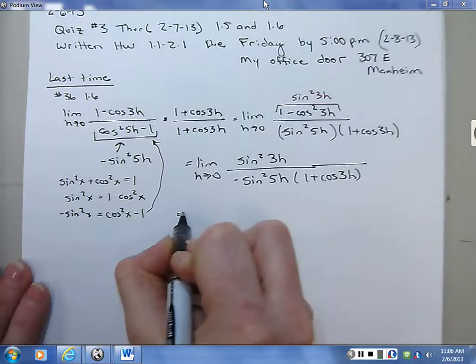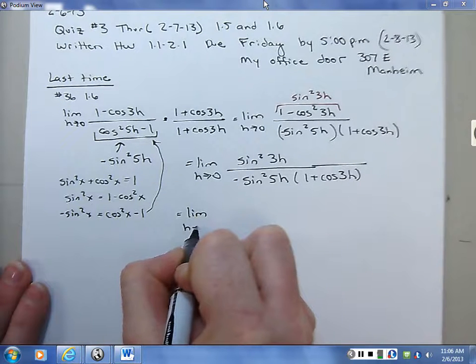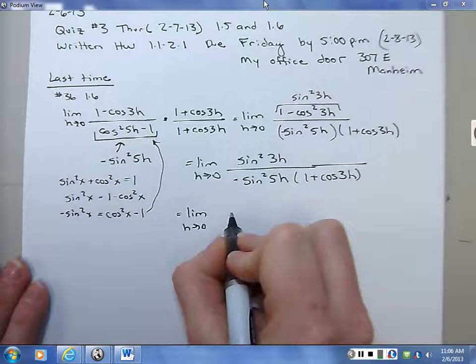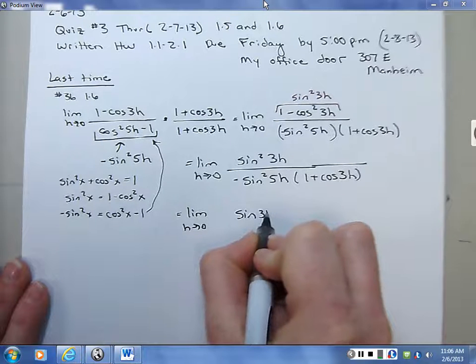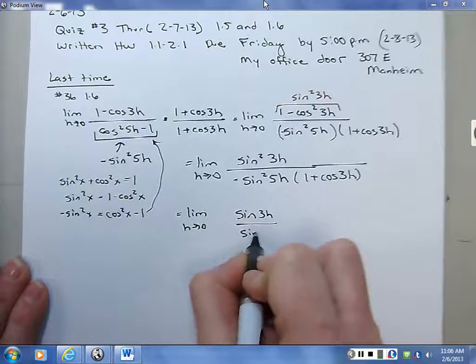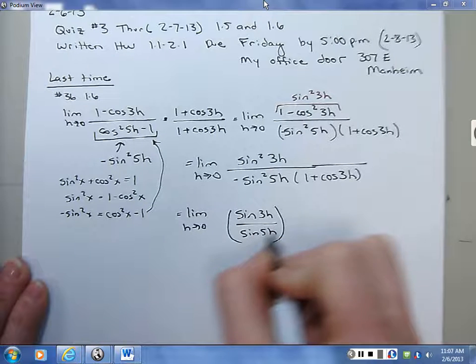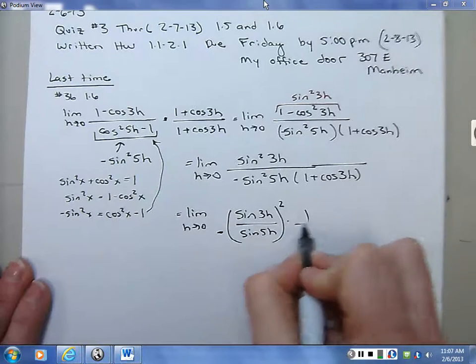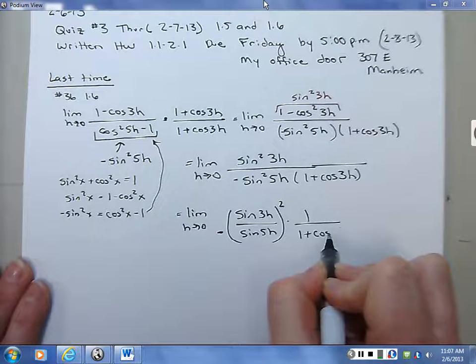If I do that, I have the limit as h goes to 0. I'm going to pull this negative, I'll just leave it for a minute. So I have sine of 3h over sine of 5h quantity squared, but the negative's outside of that, times 1 over 1 plus cosine of 3h.